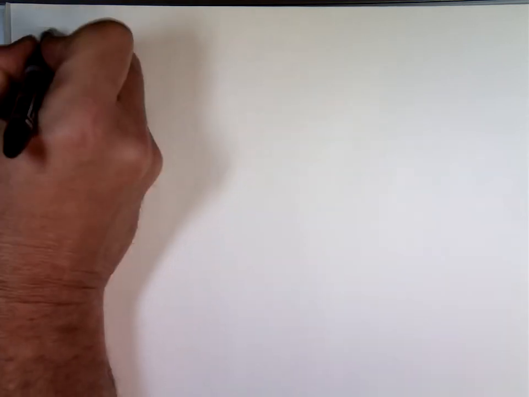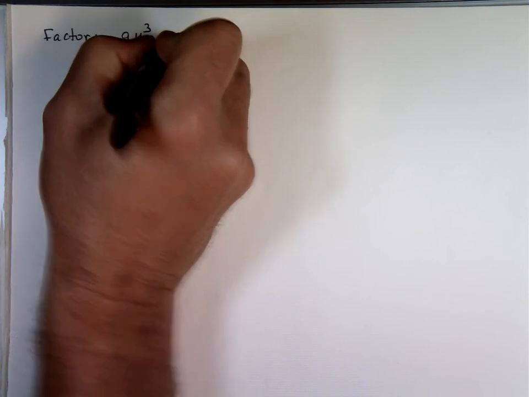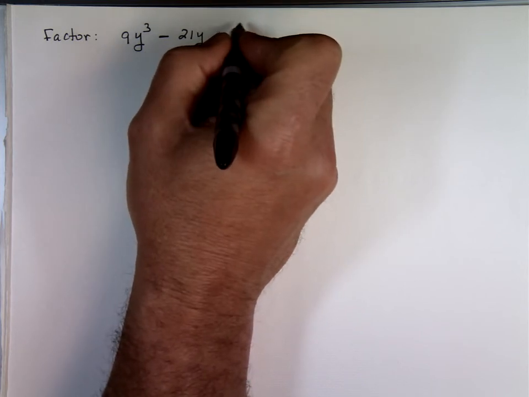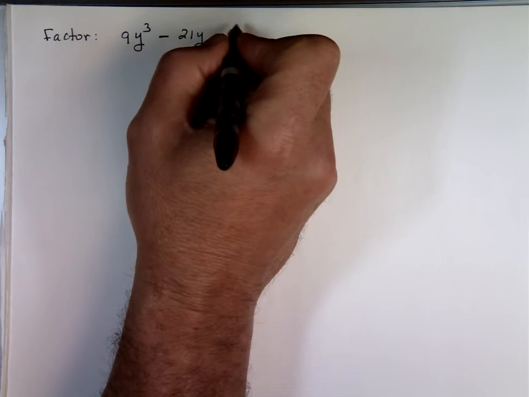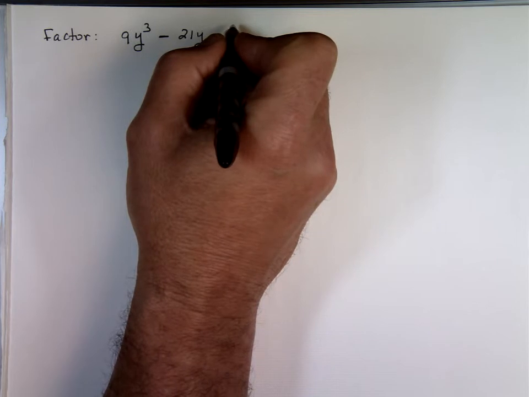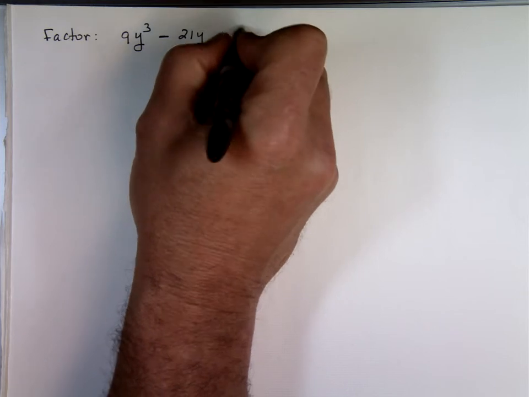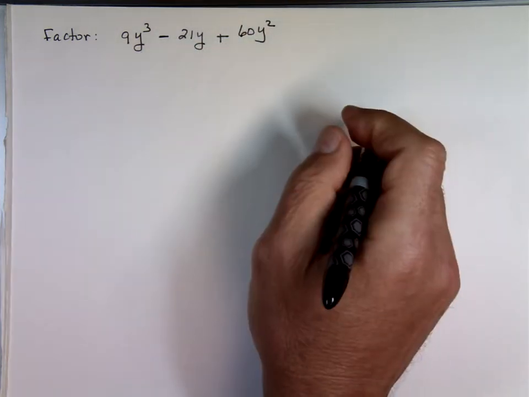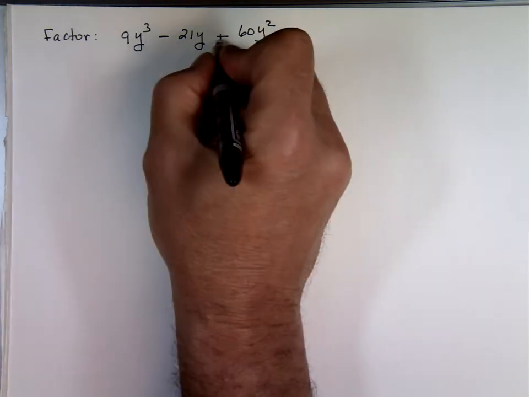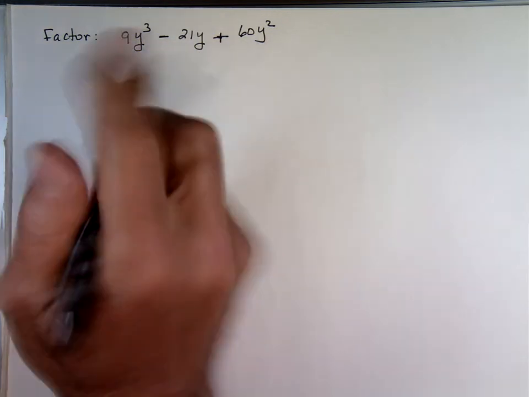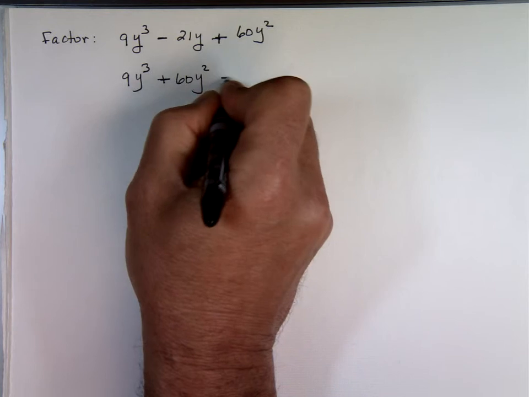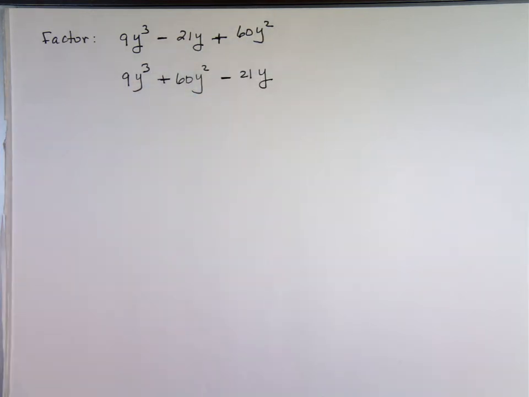Factor if possible. 9y to the third minus 21y plus 60, I'm going to use here y squared. Notice they're not in order here, so let me put them in descending power. As I mentioned multiple times, I like to write them in descending power. That's the first step. Put them in descending power.